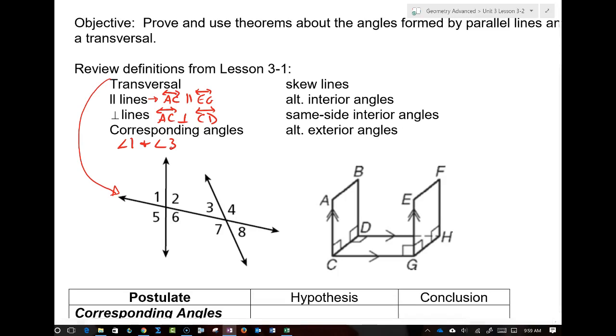To the diagram on the right, give me a pair of skew lines. I need a pair of skew lines for the diagram on the right. What was the hint I told you to look for with skew lines? They look like they're passing over each other, right? Very good.